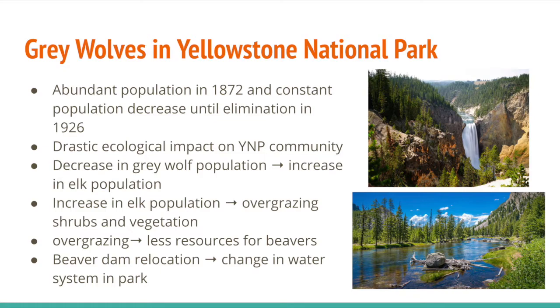Gray wolves preyed on elk, so the elimination of the gray wolf population caused a sharp increase in the elk population. The increase of elk caused overgrazing of shrubs and vegetation throughout the park. As a result of overgrazing on the park's shrubs and vegetation, the beavers were unable to obtain the necessary resources to build their dams, which prompted them to relocate their dams and cause a change in the waterways of the park. After considering these events, it is clear that the gray wolves are a keystone species in the Yellowstone National Park community.